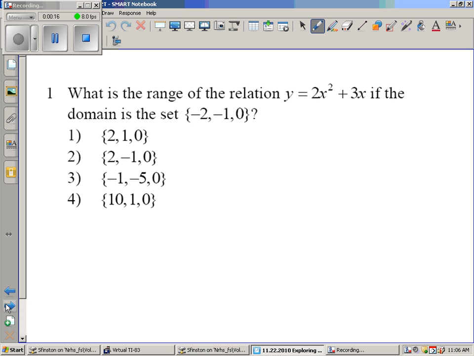So let's pick out some key words. Domain is this, and then this is what we're trying to figure out. What's the range? Okay. So what comes to mind when I say the word domain? X, right? It's telling you that x can be -2, -1, and 0. And what's the range essentially when x is -2, when x is -1, and when x is 0? How do you find that out?